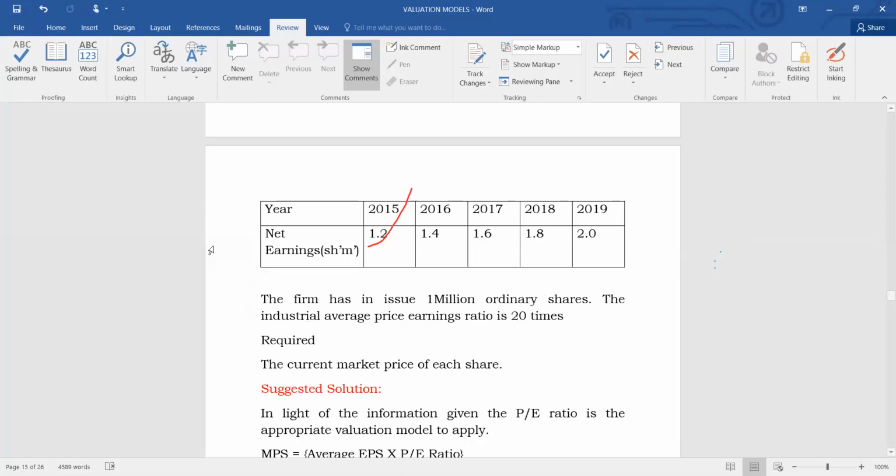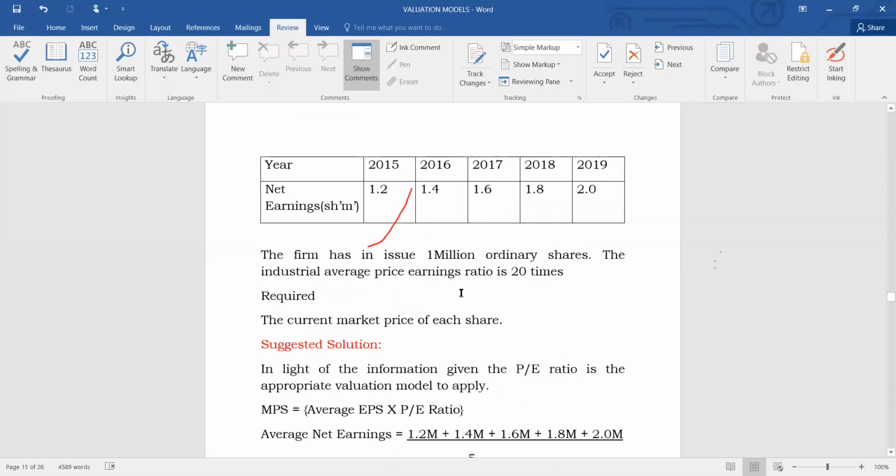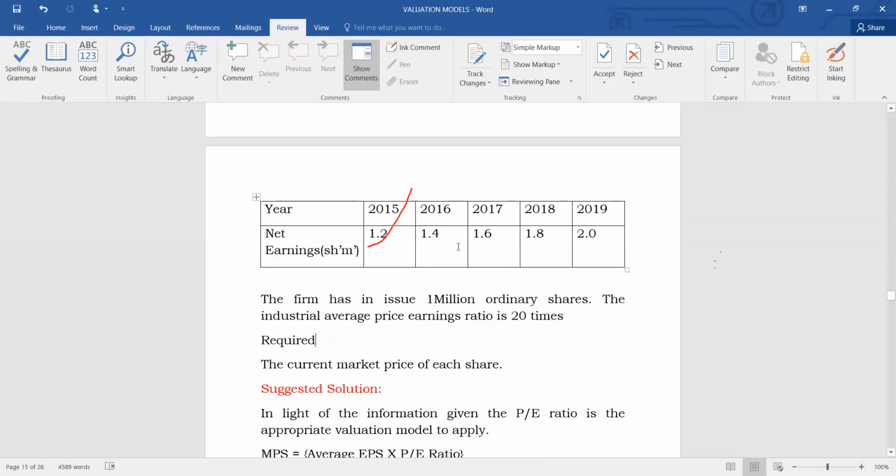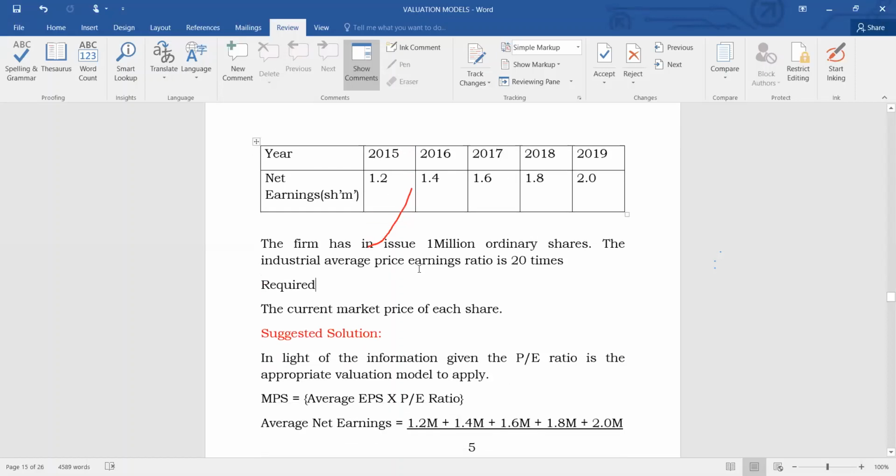The industrial price earning ratio is 20. Required: the current market price of each share. Now you can see what we have. These are historical earnings over the last 5 years. Those have been the earnings of the firm. We want to value a share using the price earning ratio basis.